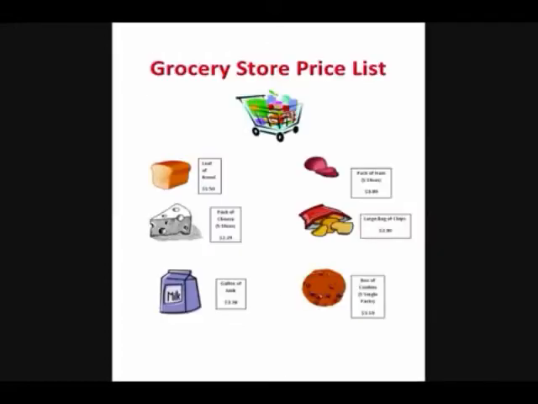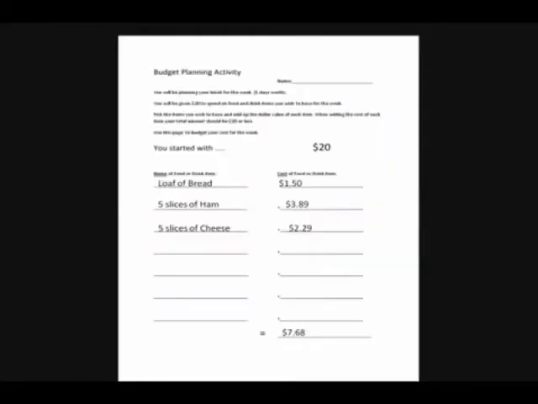I will show you an example of what each of the students will be doing with their worksheet. The first thing that I'm going to do is pick an item off of the grocery ad that was made for this lesson. The first item I'll pick is a loaf of bread. A loaf of bread costs $1.50, and then a pack of ham with 5 slices costs $3.89.